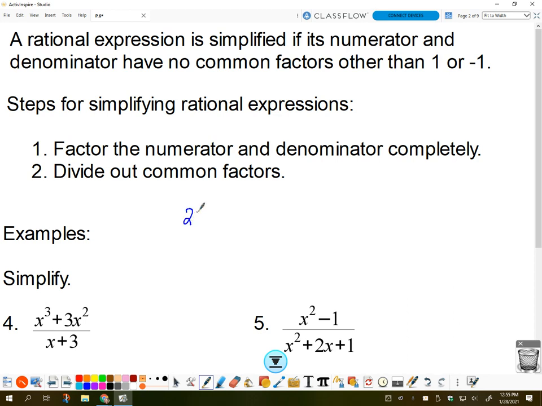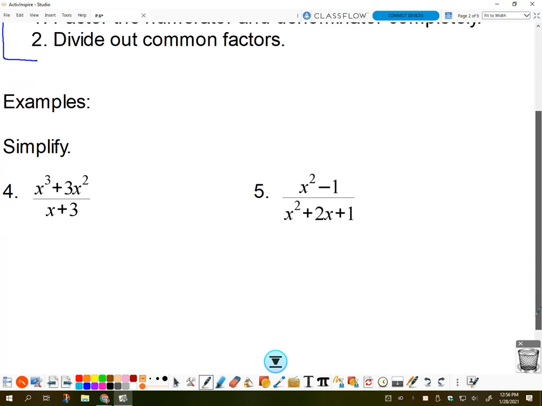Just like if I had a 24 over a 36, we know that 24 is 2 times 12, and we know 36 is 3 times 12. So we can divide off that common factor of 12 to reduce our fraction to 2/3. We're doing that today, but with uglier things, with polynomials. All right. So very important that you understand that you must factor the numerator and denominator completely. Then you can divide off common factors.